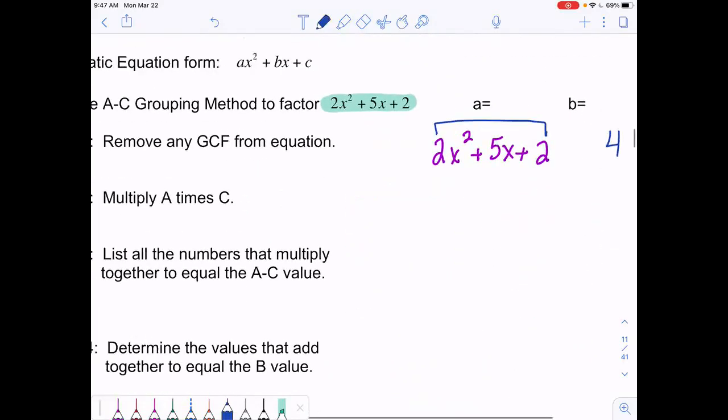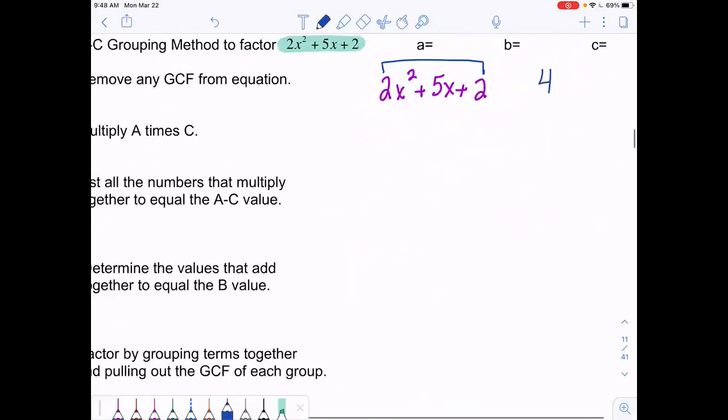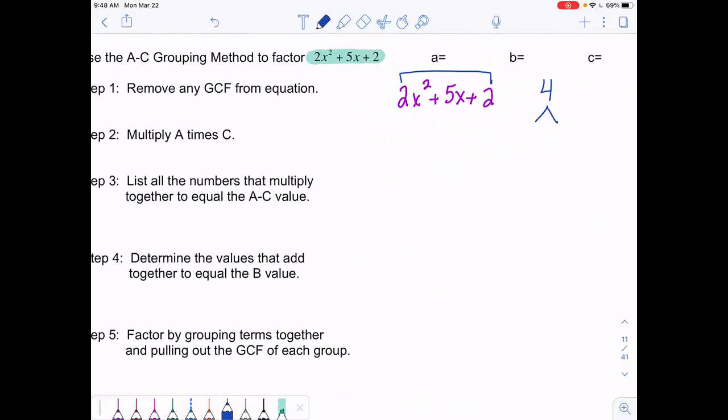All right, the next step: list all the factors that multiply together to be the AC value. So Bill, what multiplies to be 4? 2 and 2, and 1 and 4. That part's the same. And the last part that's the same says determine the values that add together to be B, which is what we've been doing. So this is a positive 5. When it's positive, my signs need to be the same. So are they both going to be plus or are they both going to be minus? Haley, what do you think? Both plus or both minus to get a positive 5? So I'm going to put a +1 and a +4. That adds to be 5.